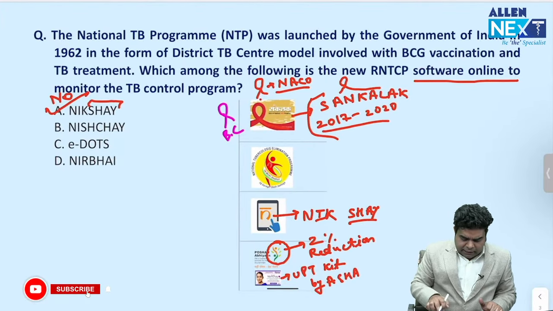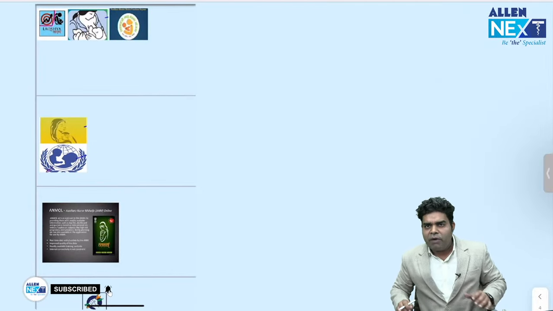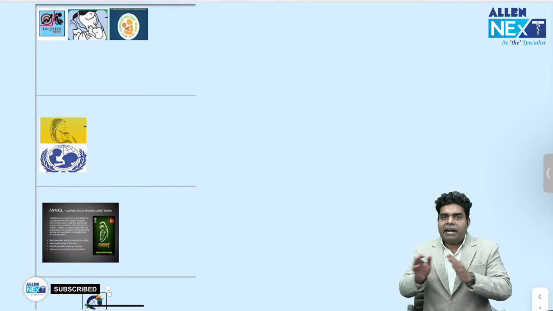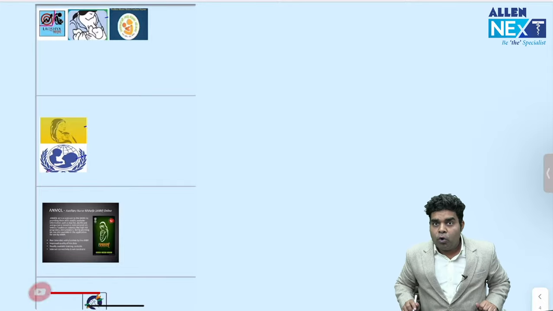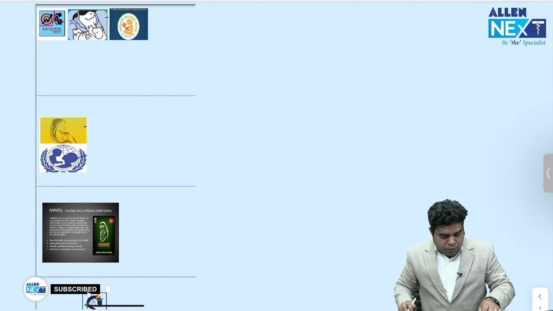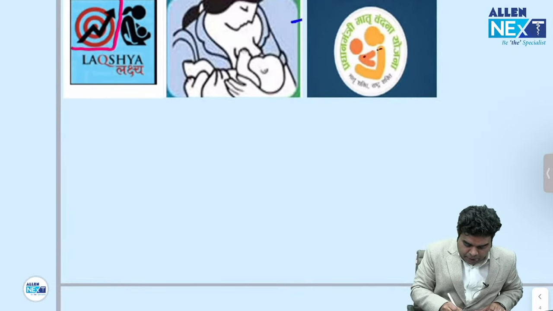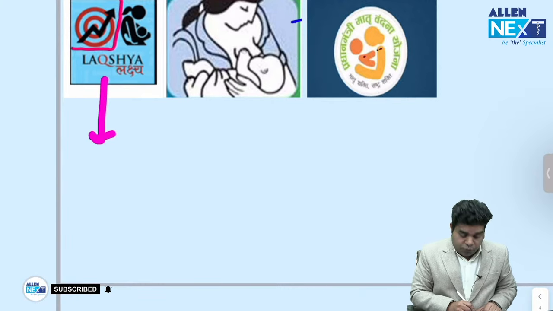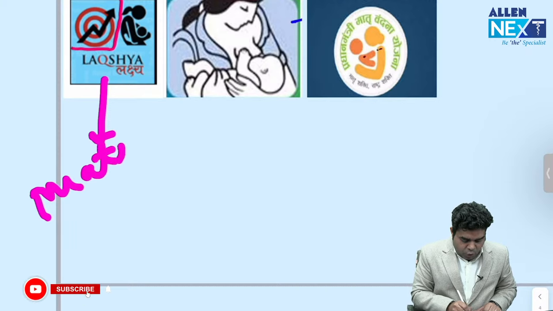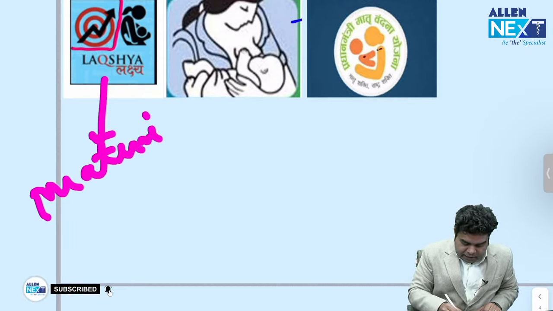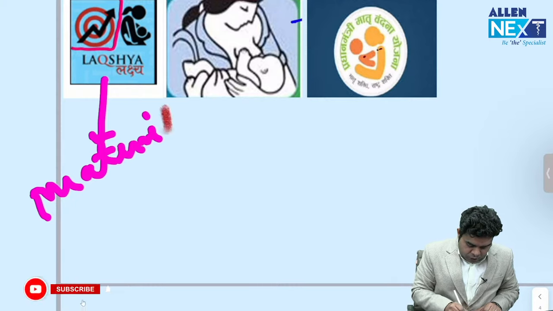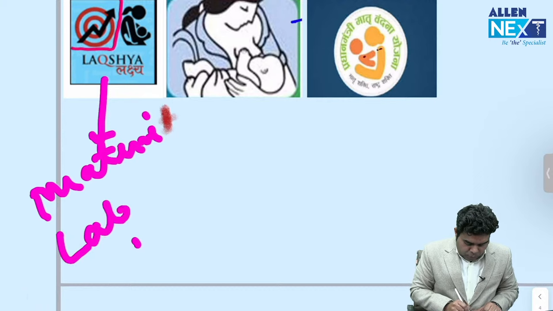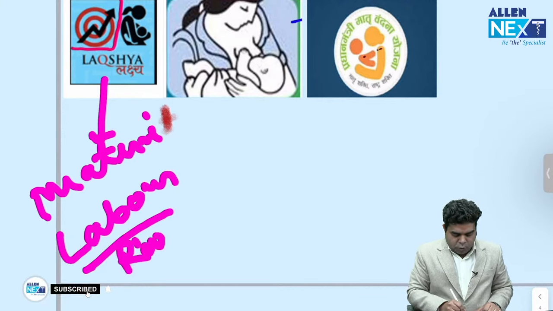Now, when it comes to logos, one very important summary of logos is one in which you can see mother and child together. There are 6 program logos in which mother and child are together, which we should revise before every exam for sure. If the logo is black in color, that is the LaQshya program. I hope you all know. In LaQshya, we improve maternity OT, labor room and all. That is the LaQshya program: maternity OT and labor room improvement. So that is the black color program.